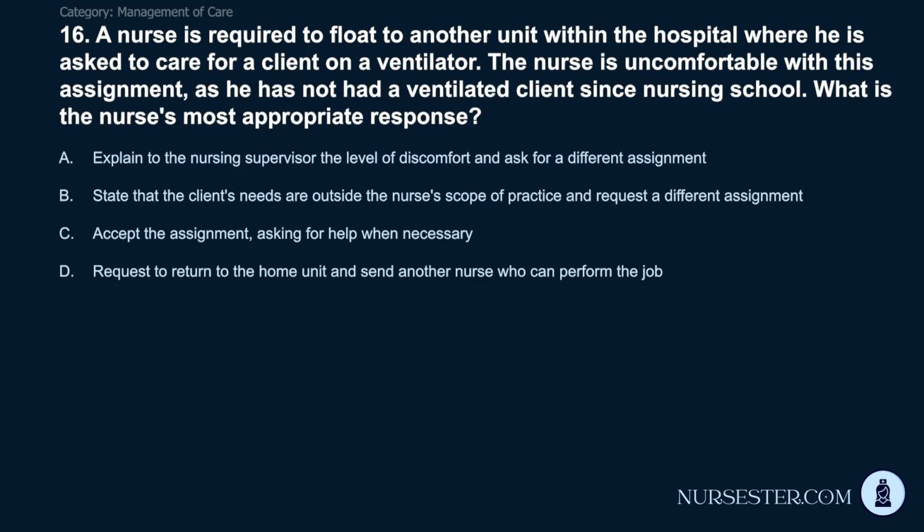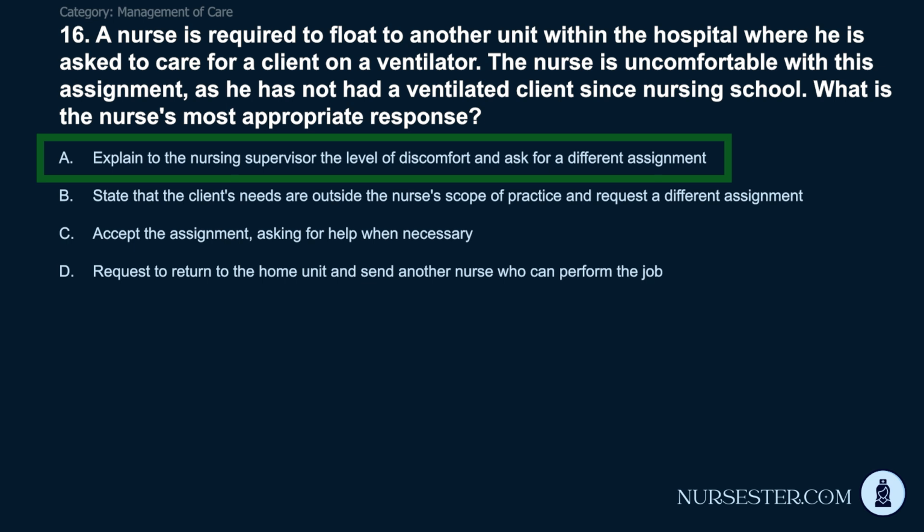16. A nurse is required to float to another unit within the hospital where he is asked to care for a client on a ventilator. The nurse is uncomfortable with this assignment, as he has not had a ventilated client since nursing school. What is the nurse's most appropriate response? A. Explain to the nursing supervisor the level of discomfort and ask for a different assignment. B. State that the client's needs are outside the nurse's scope of practice and request a different assignment. C. Accept the assignment, asking for help when necessary. D. Request to return to the home unit and send another nurse who can perform the job. Correct answer: A. Explain to the nursing supervisor the level of discomfort and ask for a different assignment.